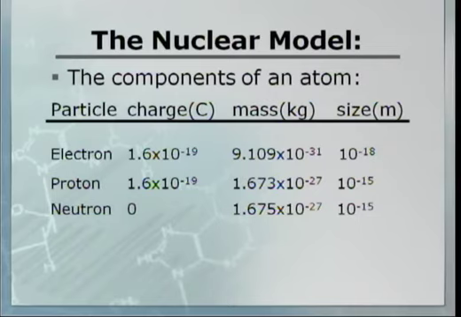So forget the negative sign there. The mass is also extremely small. It turns out the electron is about 1,800 times smaller in mass than the proton or the neutron. Notice the proton and neutron are pretty close in mass, the neutron being a little bit more massive.